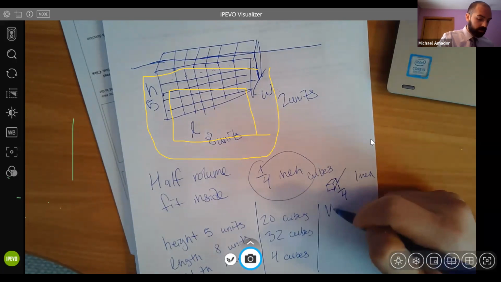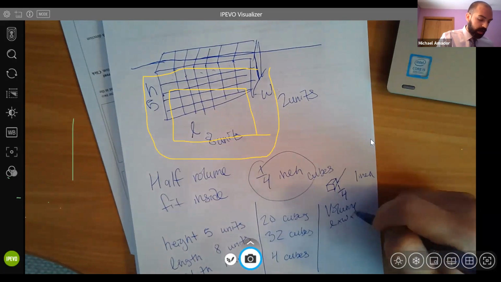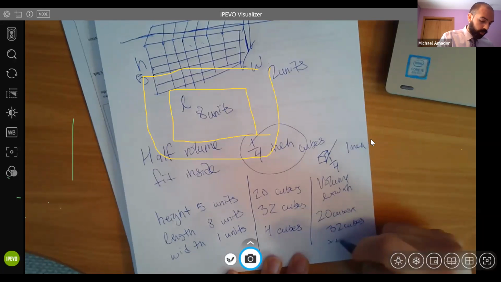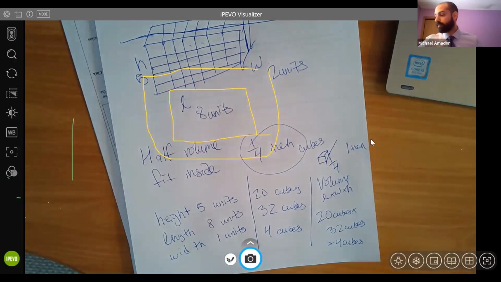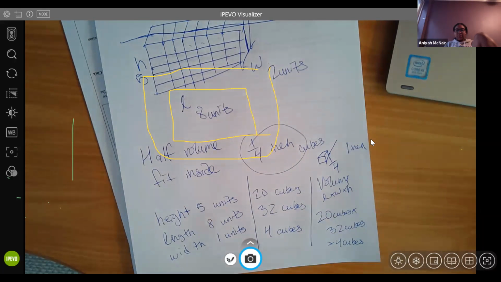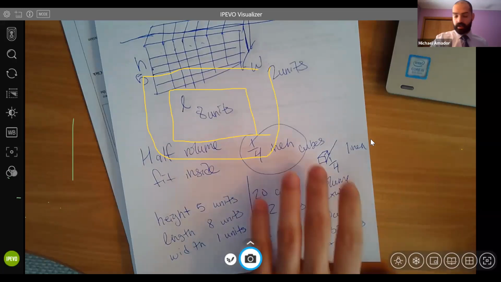I know that volume is length times width times height. So I have to multiply the 20 cubes times the 32 cubes times the 4 cubes. You can go ahead and work this out on your own calculators. Let's see, 20 times 32 times 4. Anaya's got her hand up. Go ahead, Anaya. I got 2,560. I also got 2,560.